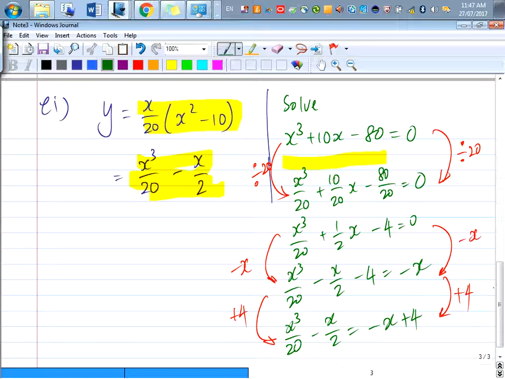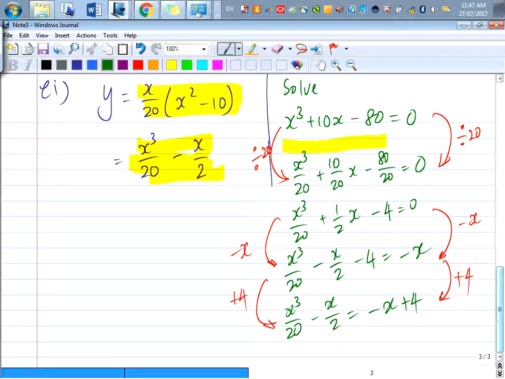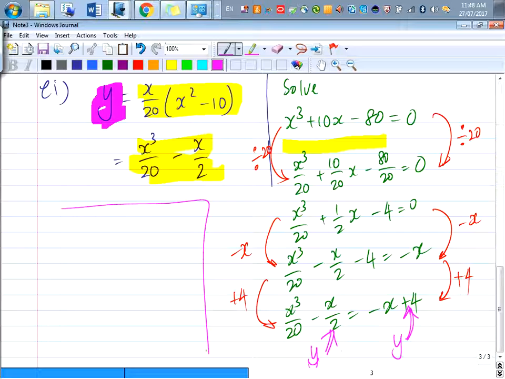In other words, yeah, Anjali has got it. y equals this whole part, meaning y equals this, and y is also equal to this. So I will now plot the graph of y equals negative x plus 4. We plot the graph of y equals negative x plus 4 as well as the graph of y equals x over 20 times x squared minus 10. The point of intersection will give us the solutions to this.